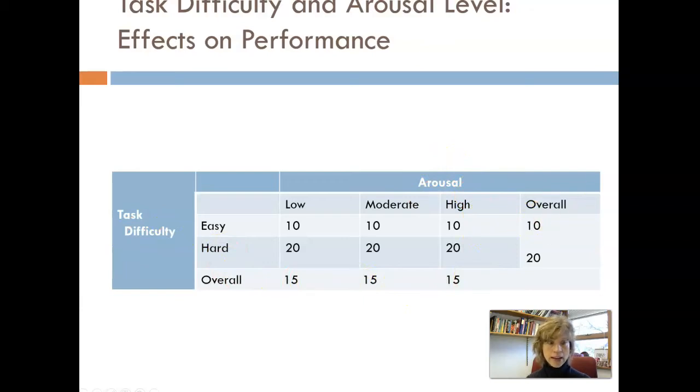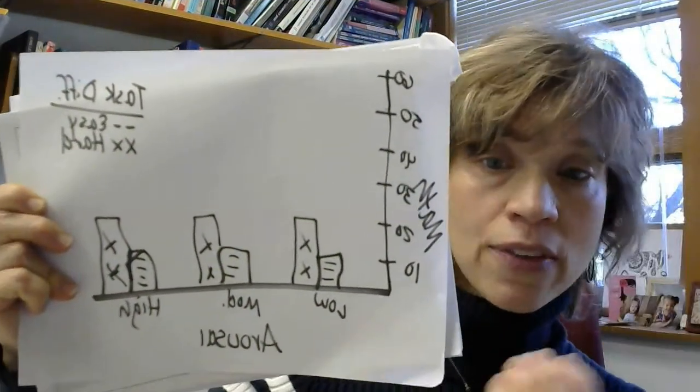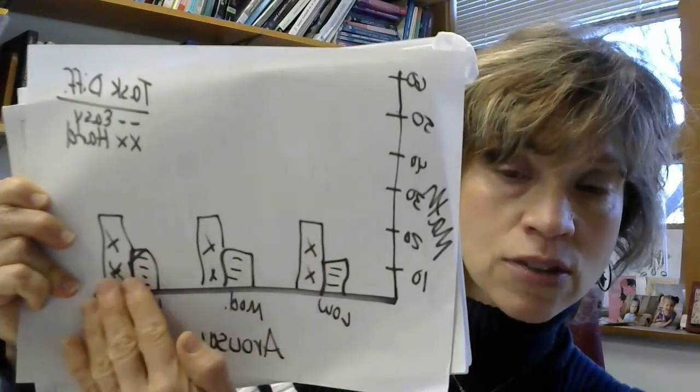So let me go ahead and draw these. You see that for the easy task difficulty, we have 10 at all levels of arousal. So I'm going to go ahead and draw those here, and then I will show you them. And then for the hard task difficulty, you see that they're 20 across all levels of arousal. So when I render that, you can easily infer here, because they all look the same, right? These are identical to each other.